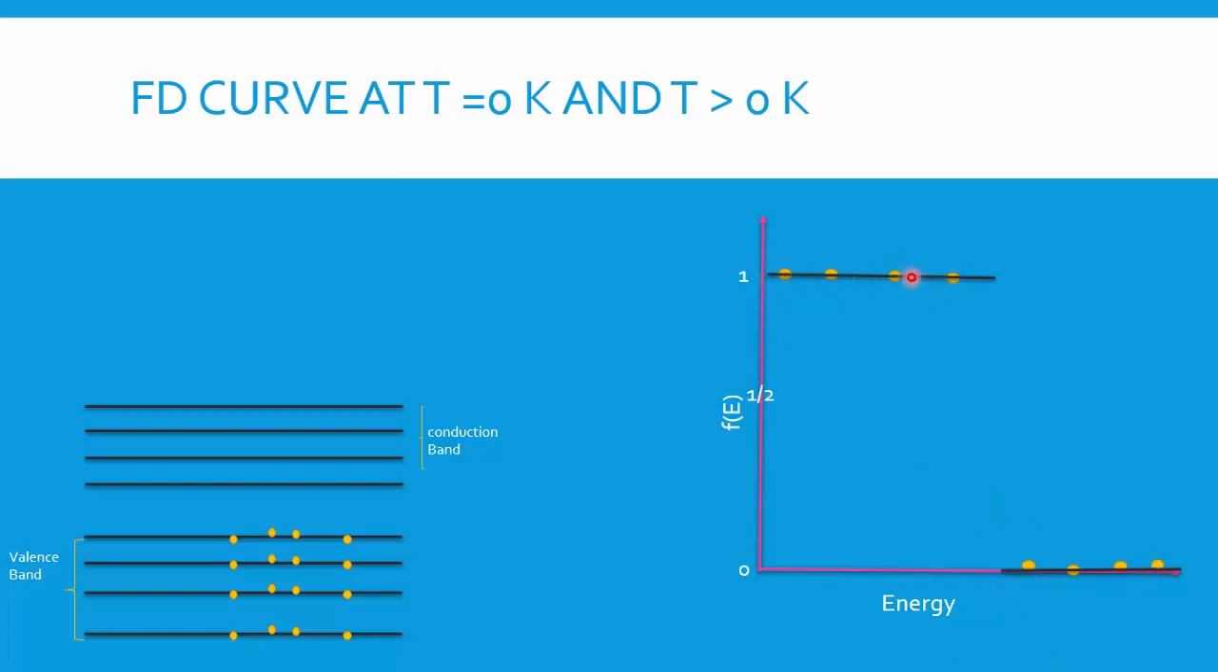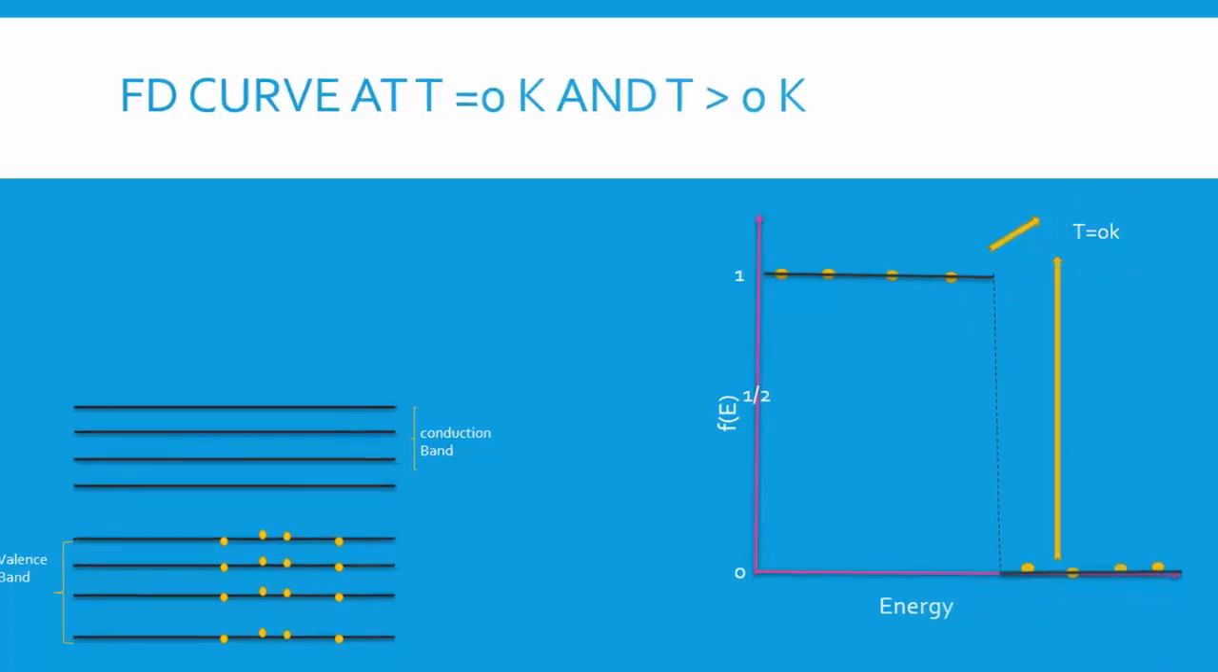So the valence band is full and the conduction band is empty. And when does this occur? It occurs for an insulator, or when a semiconductor is kept at 0 Kelvin. So if I join this, the high state and low state occur at temperature equal to 0 Kelvin.